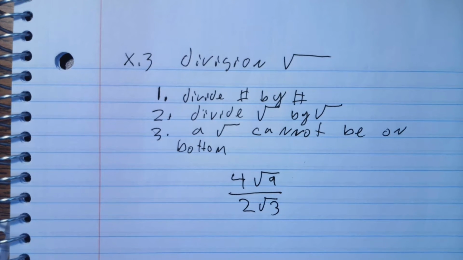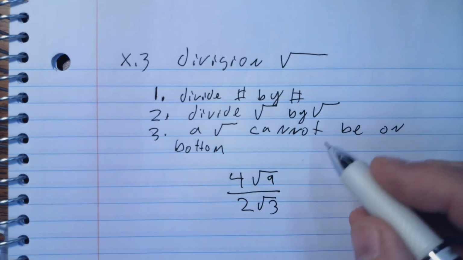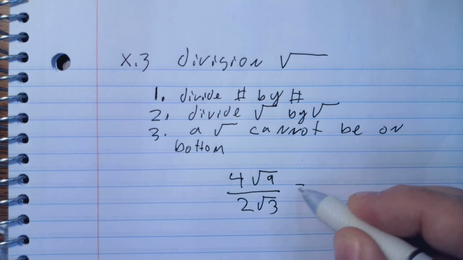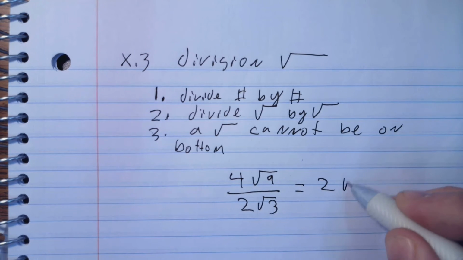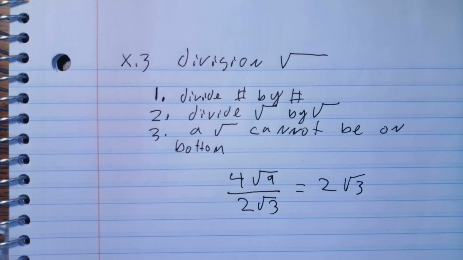Four radical 9 over 2 radical 3. Okay, so this one's going to be an easy version, then we'll go to a harder version. Four divided by 2 is? 9 divided by 3 is? Can I simplify it? Okay. So if they were all just like that, that would be perfect.